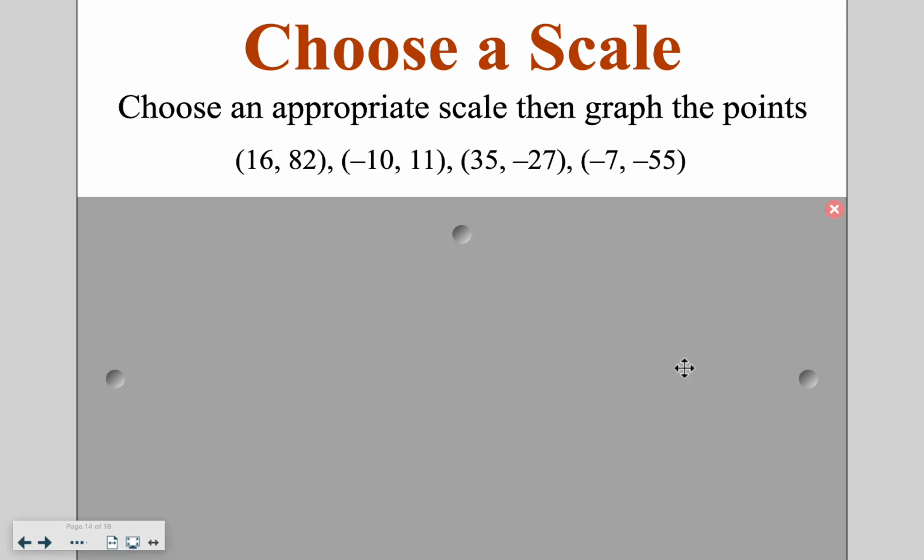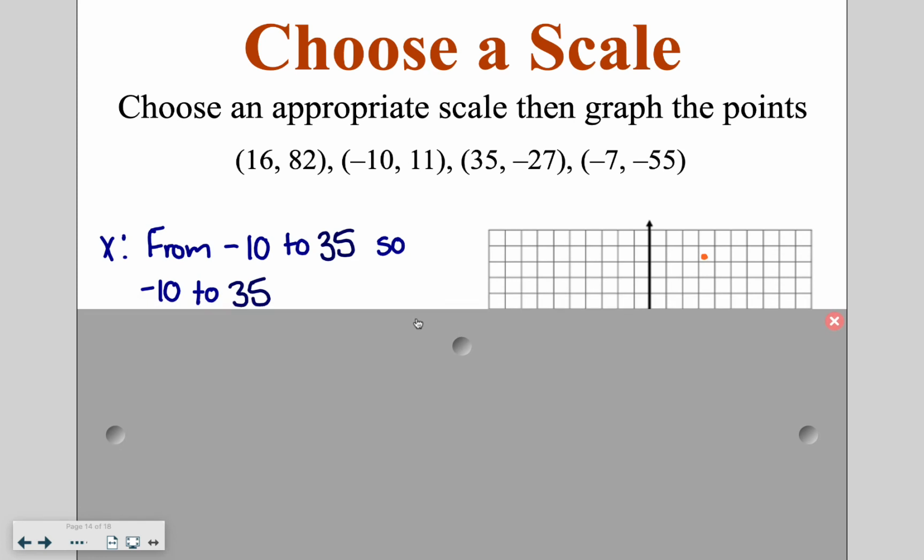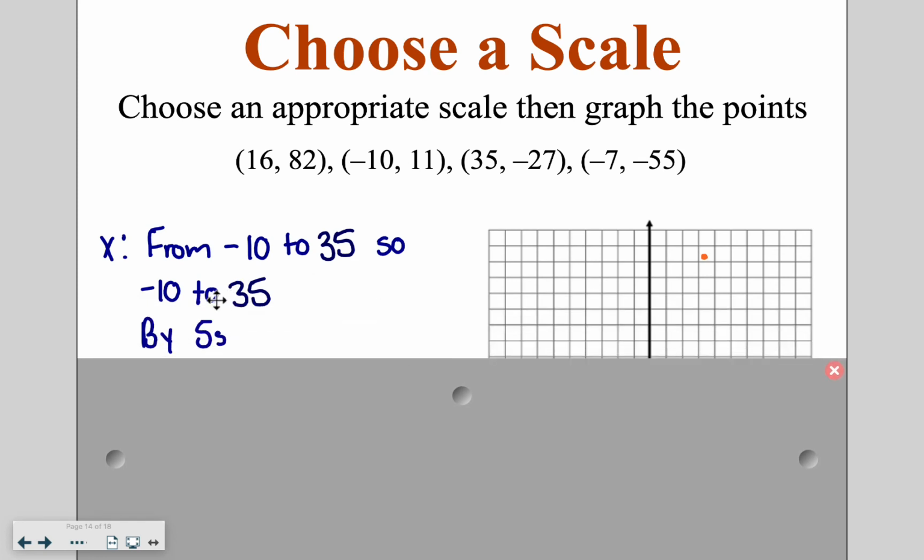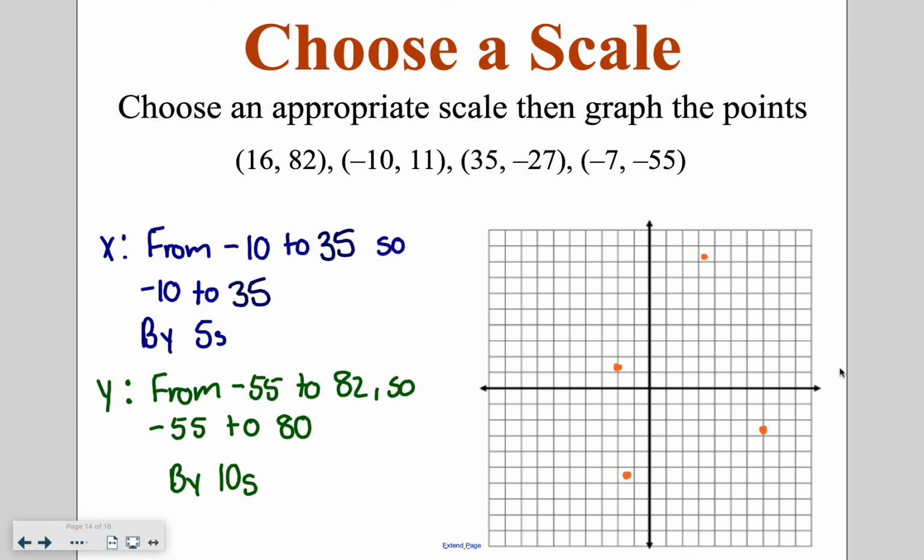Go ahead and choose an appropriate scale for the x values. So we're going basically from negative 10 to 35, which would give us an appropriate scale of 5. Now go ahead and try the y values. So we are going from negative 55 to positive 82, which is going to round us from negative 55 all the way up to, that should actually be 85 to make sure we include all of our values. So we're going to go ahead and count by tens, and then we end up with the graph as you see to the right.